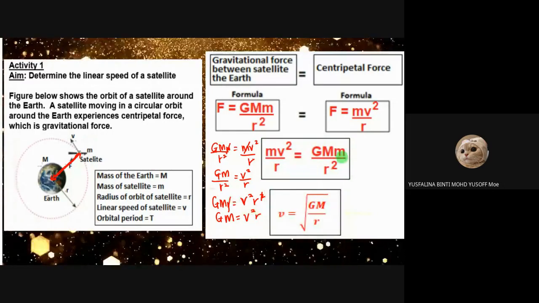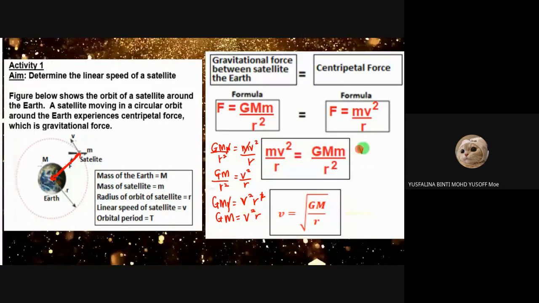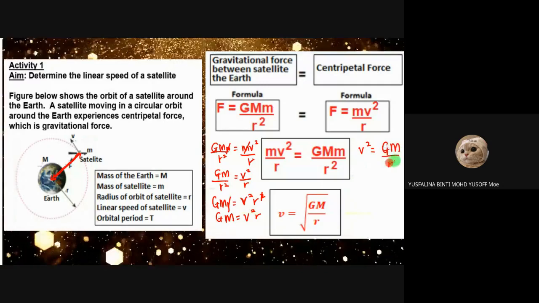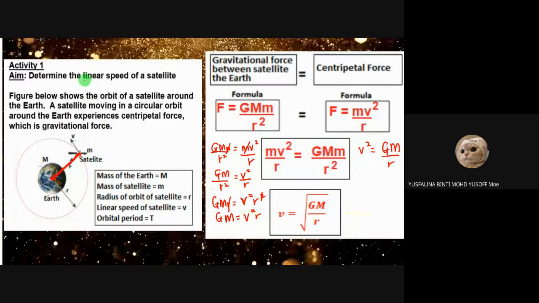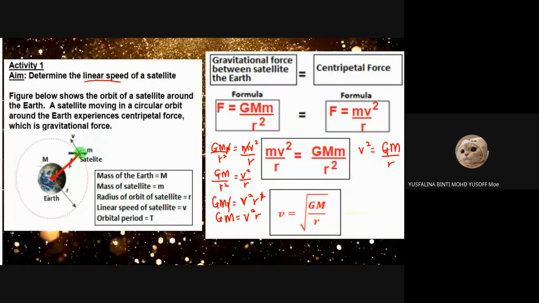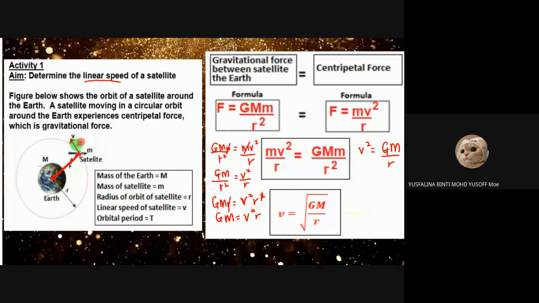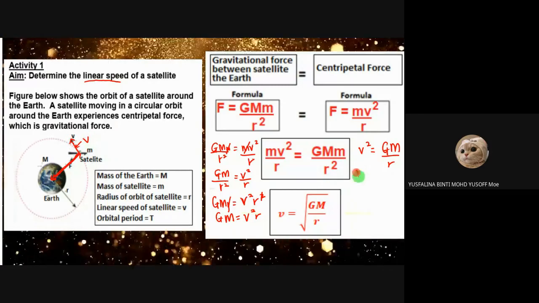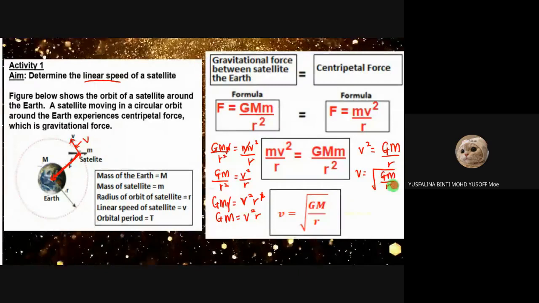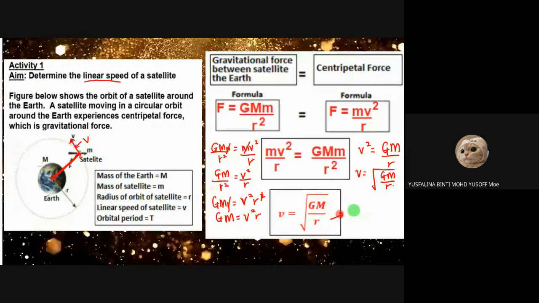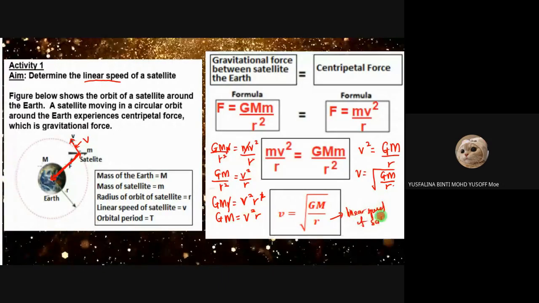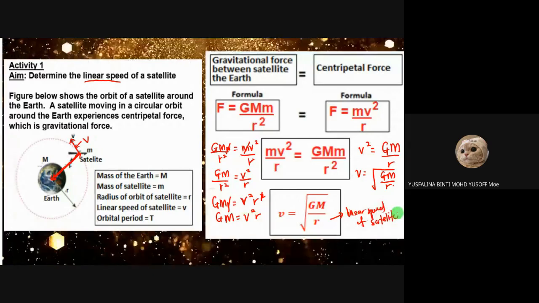And then from that, v squared is actually GM over r. So if you want to find the linear speed of the satellite, meaning the speed of the satellite, this value of v, you need to square root the formula. So this is the formula for the linear speed of the satellite. So we derive from that.